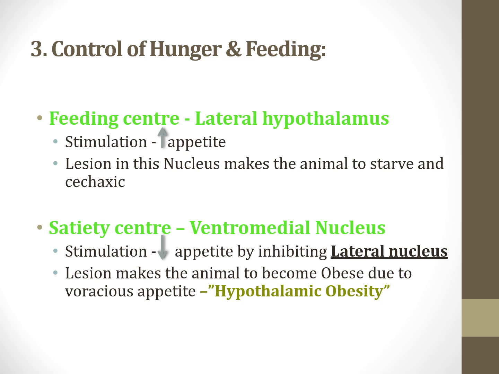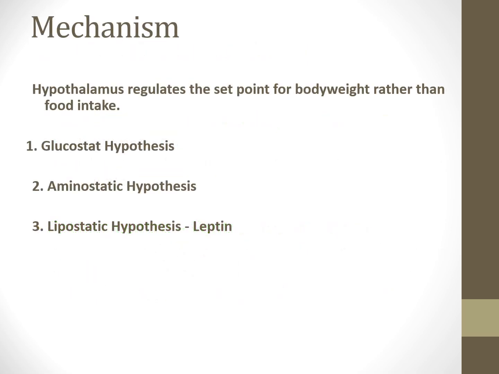Now, the control of hunger and feeding is explained by a few theories called the glucostatic theory, aminostatic theory and lipostatic theory. So what are they telling? They're explaining concepts related to the blood glucose level, the amino acid or polypeptide level, and also the leptin level in the blood. So when will they increase?